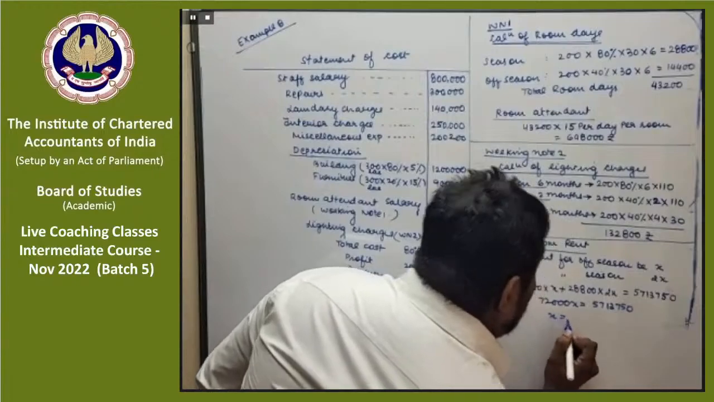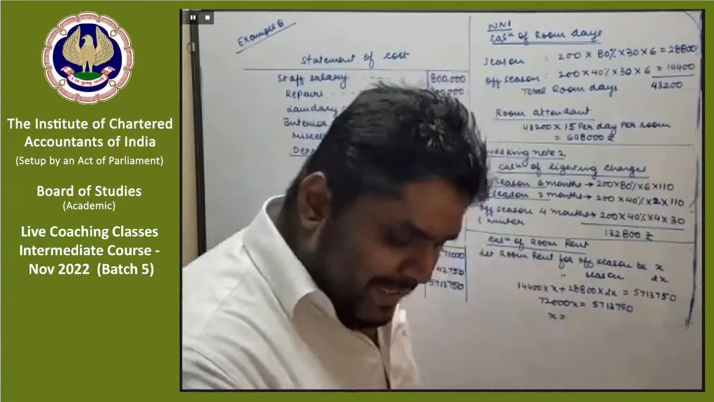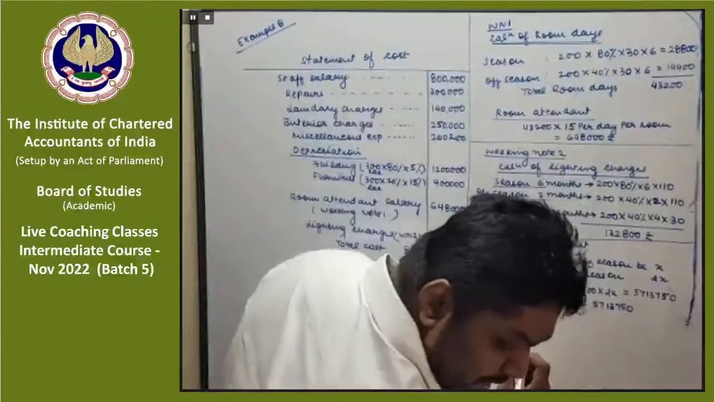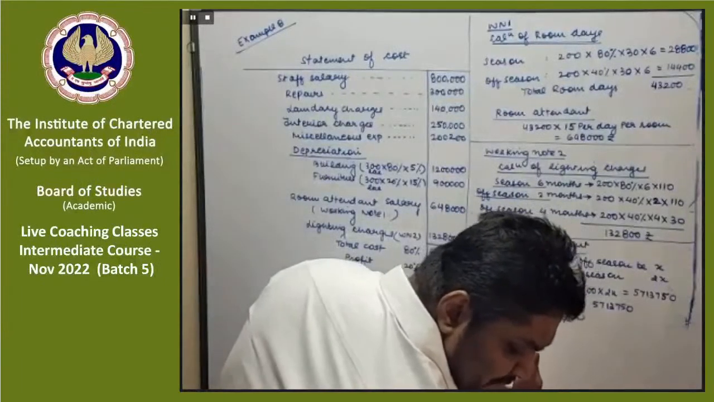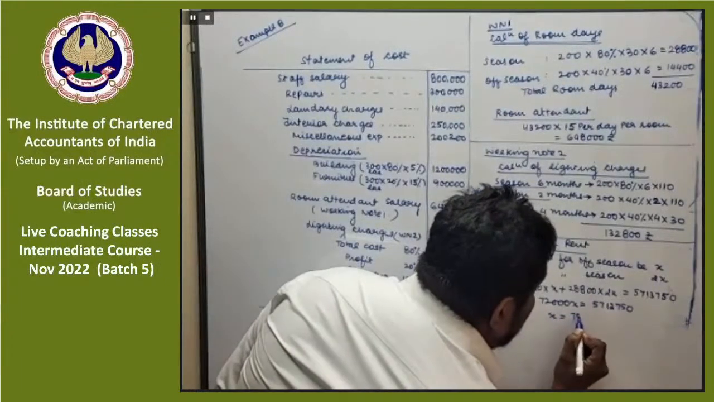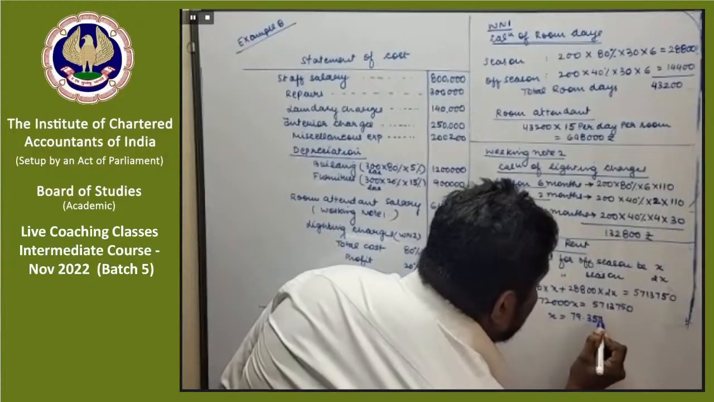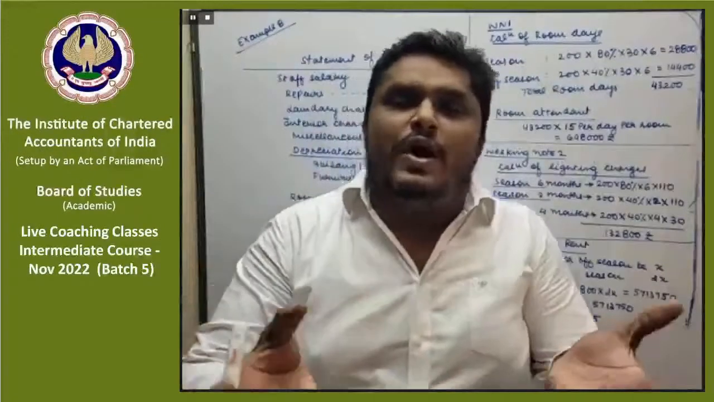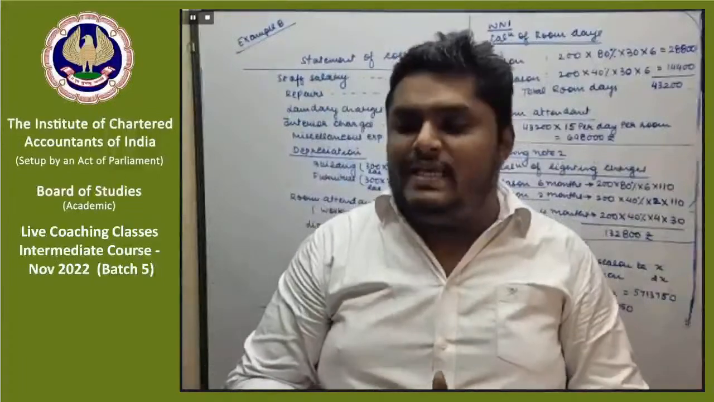So we'll get the room rent for the off season directly, and X will be equal to 79.35. So either of the ways, the answer will be the same only.